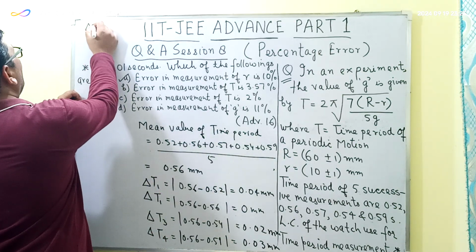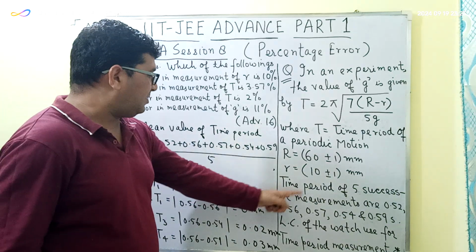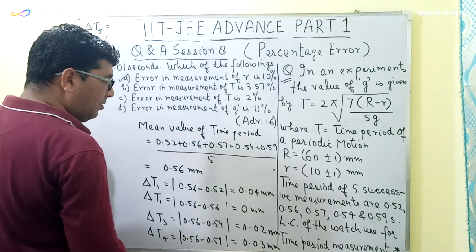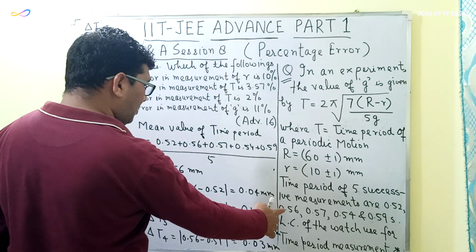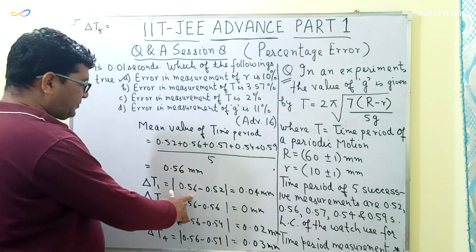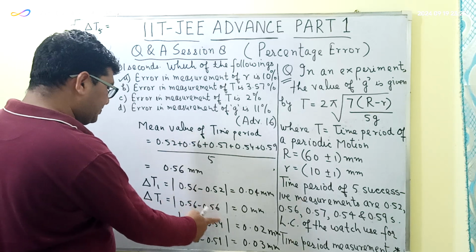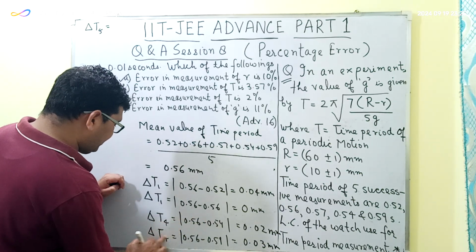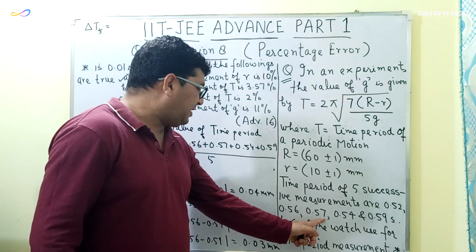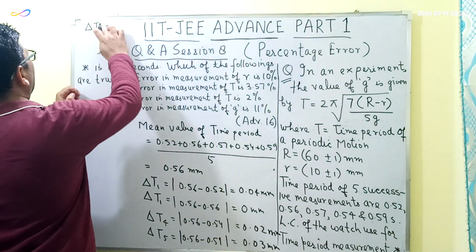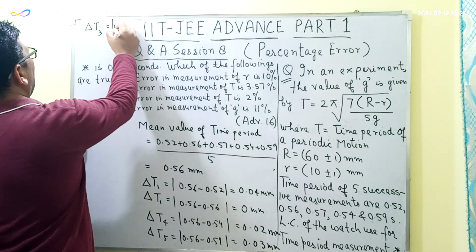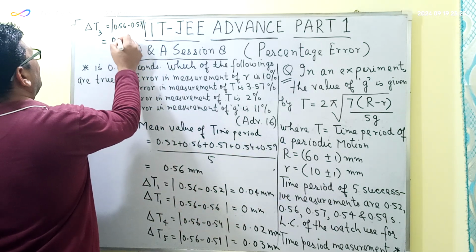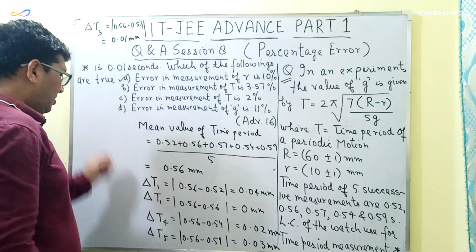Similarly, for the fifth time period, the absolute error in the measurement of the fifth time period will be equal to... Sorry, this is the absolute error in the measurement of the fourth time period, and this is the absolute error in the measurement of the fifth time period. So we have to calculate the absolute error in the measurement of the third time period. Let us calculate this one also. This will be equal to 0.56 minus 0.57, so this will be equal to 0.01 mm. So this is the second step.